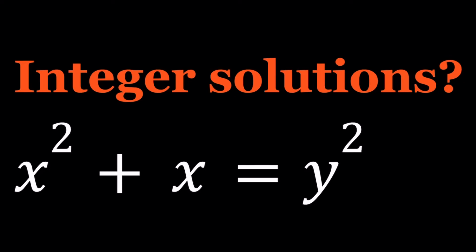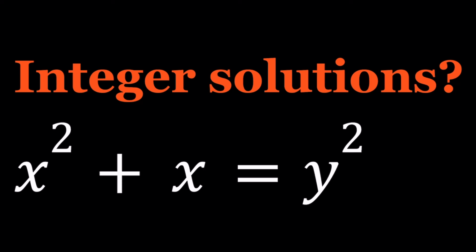Hello everyone, in this video we're going to be solving a Diophantine equation. We have x squared plus x equals y squared, and x and y are integers. So this is called the Diophantine equation. We're not looking for real solutions because obviously there would be infinitely many real solutions to this equation. We only have a single equation but two variables. So let's go ahead and take a look.